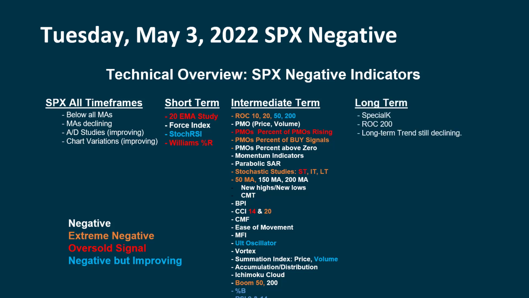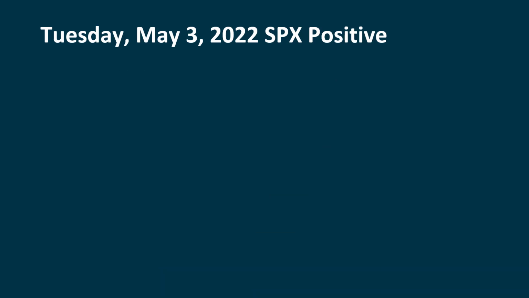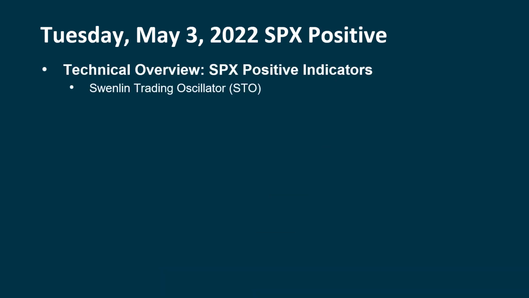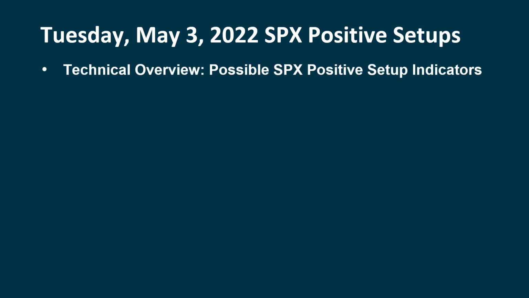And then longer term, the special K, rate of change 200, and the long-term trend, those continue to decline. We've got a big old list here of negative things. What are those things that are positive? The STO continues to advance, the Chaikin oscillator is going up, and the rate of change based on 5 periods is advancing.